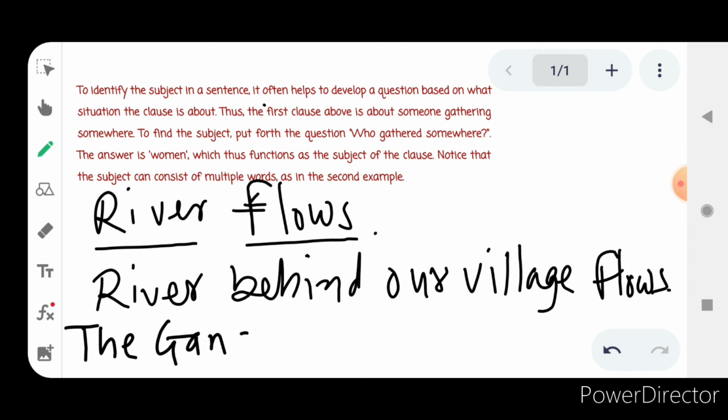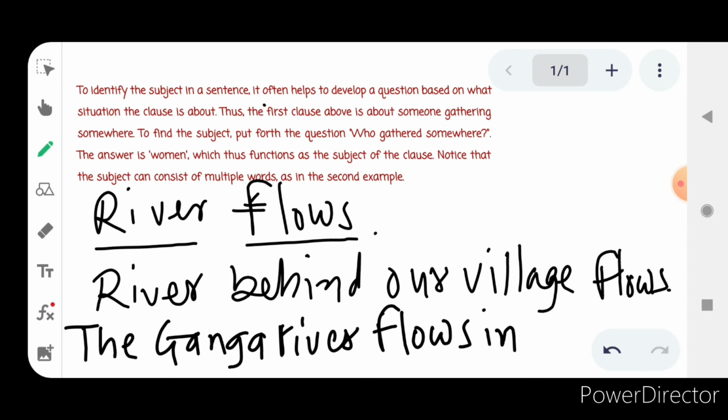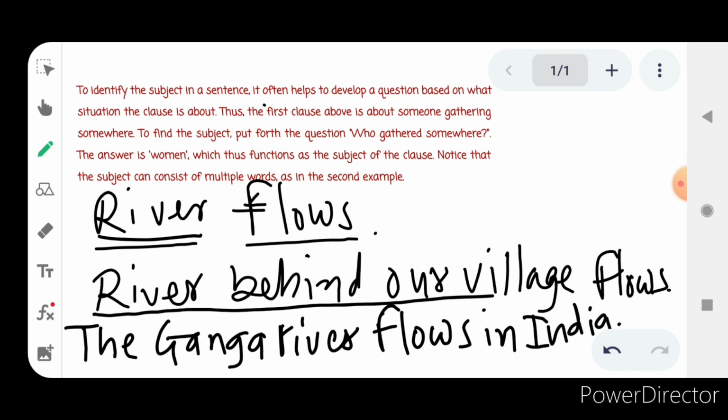The Ganga river flows in India. So in these sentences, in the first sentence, river is the subject. In the second sentence, river behind our village is the subject. And in the third sentence, the Ganga river.